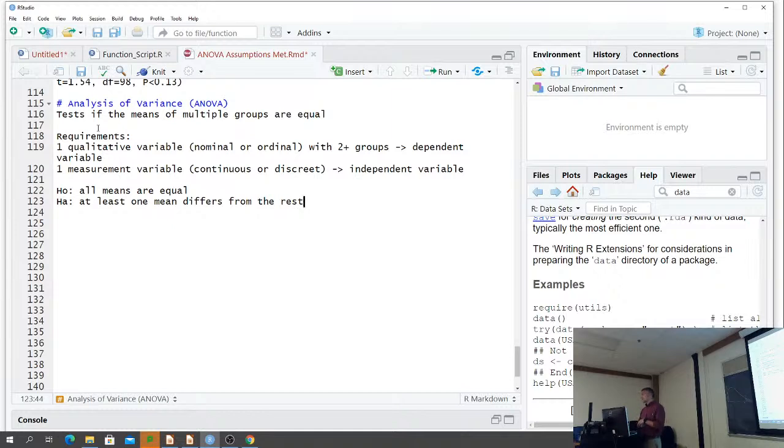Right? So if we go back to doing Poisson or binomial distributions, we had that question of at least one. Same type of situation. We say at least one because it could be 1 or 2 or 3 or 4, etc. With our means here, we're saying at least one mean differs from the rest, but we can have one mean that's different, two means that are different, three means, etc.